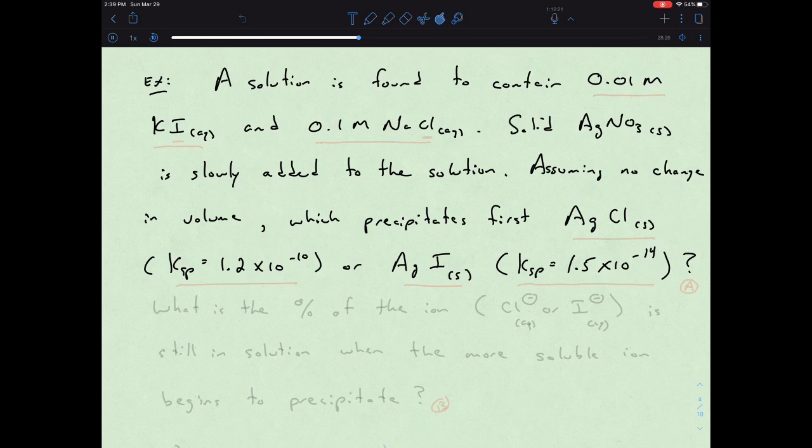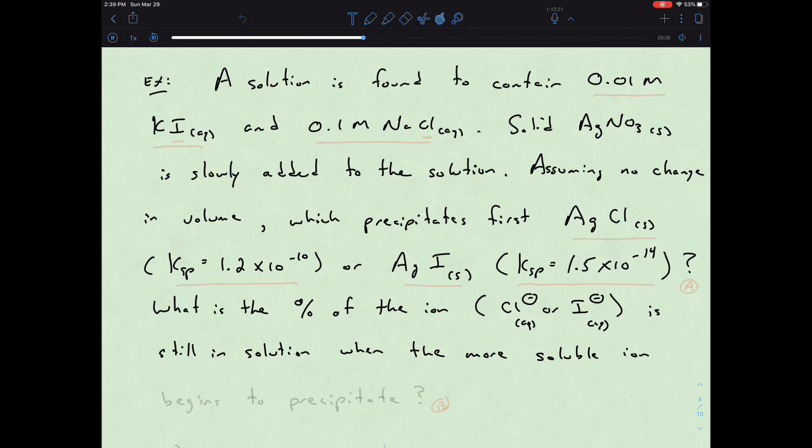So that's part A, if you will. And then part B is: what is the percent of the ion, chloride or iodide, that is still in solution when the more soluble ion begins to precipitate?